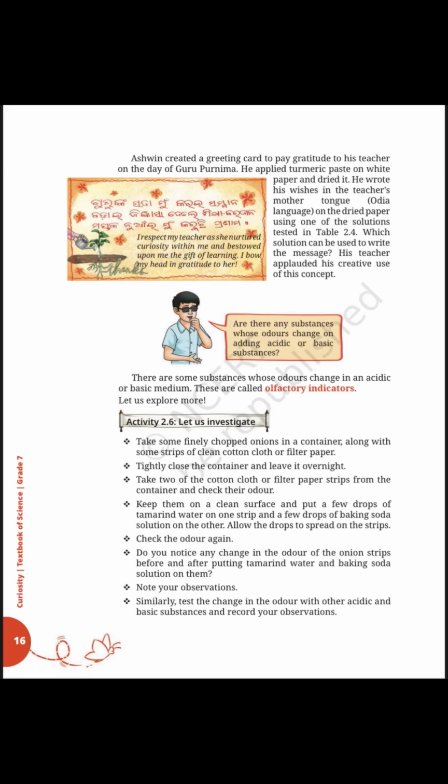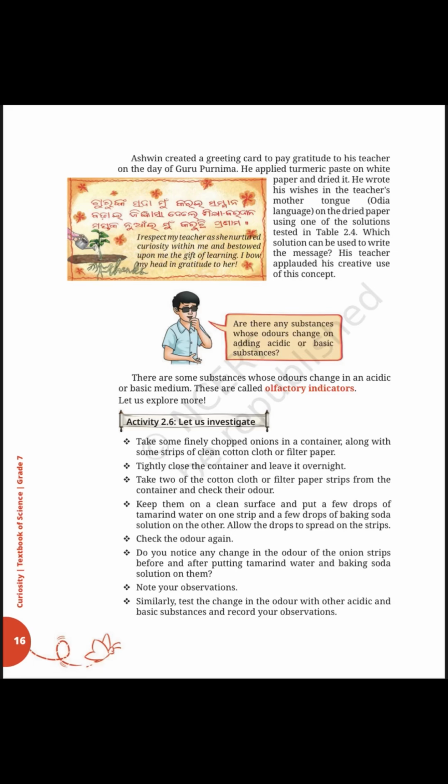Activity 2.6. Let us investigate. Take some finely chopped onions in a container along with some strips of clean cotton cloth or filter paper. Tightly close the container and leave it overnight. Take two of the cotton cloth or filter paper strips from the container and check their odor. Keep them on a clean surface and put a few drops of tamarind water on one strip and a few drops of baking soda solution on the other. Allow the drops to spread on the strips.